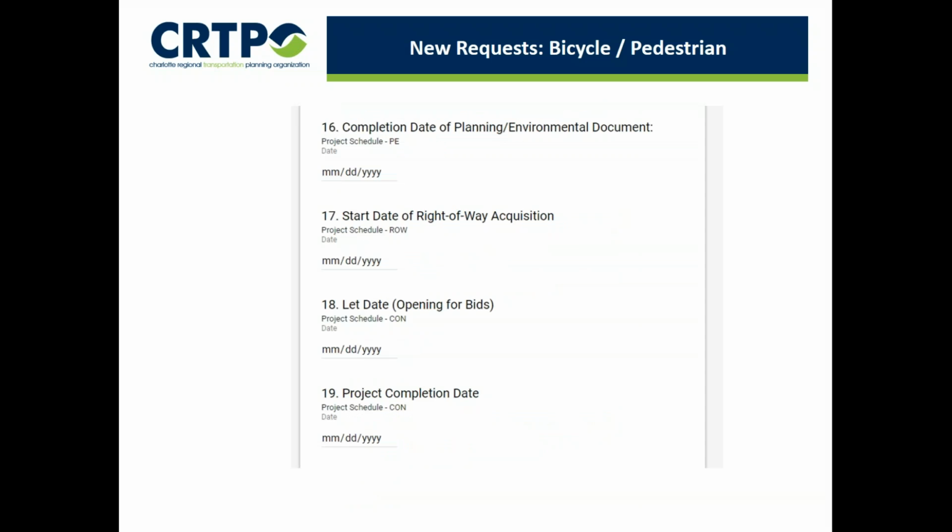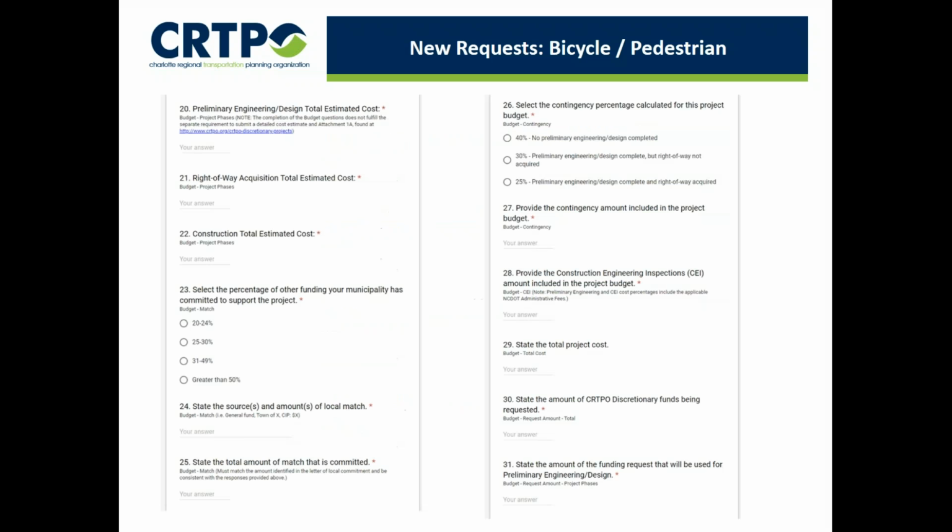In questions 16 through 19, we're looking for key dates in the project schedule, whether they have already occurred or they're anticipated to occur. They're pretty straightforward. For questions 20 through 35, you can follow the same guidance Aaron and Neil provided earlier about the budget attachments. Complete attachment 1A and plug in the corresponding information in the application questions.